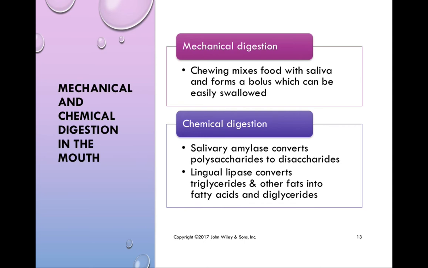These 2 enzymes begin the process of chemical digestion the moment that saliva comes in contact with food in the mouth. So while we tend to consider the mouth as a location that primarily focuses upon mechanical digestion, the presence of salivary amylase and the presence of lingual lipase indicate that chemical digestion of food also begins in the mouth.